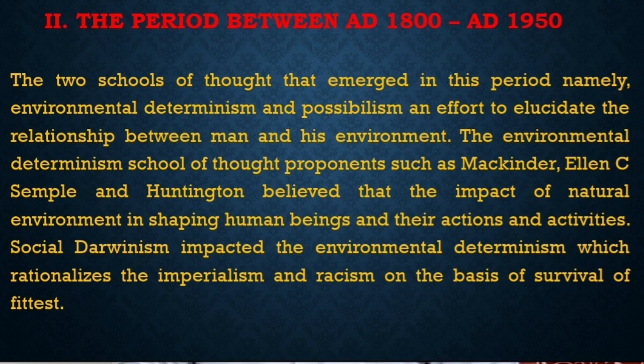In the environmental determinism school of thought, proponents such as Mackinder, Ellen C. Semple, and Huntington believed in the impact of the natural environment in shaping human beings and their actions and activities. Social Darwinism, impacted by environmental determinism, rationalized imperialism and racism on the basis of survival of the fittest. Ellen C. Semple, a disciple of Friedrich Ratzel, emphasized the impact of physical conditions that molded human actions and activities.